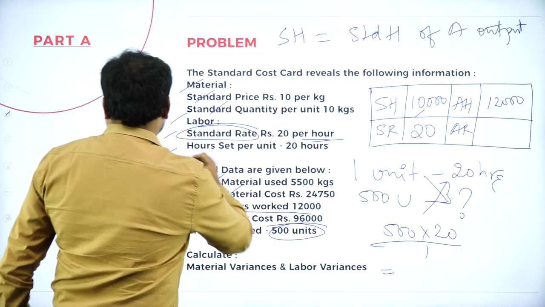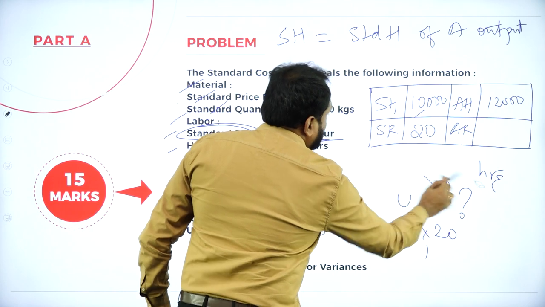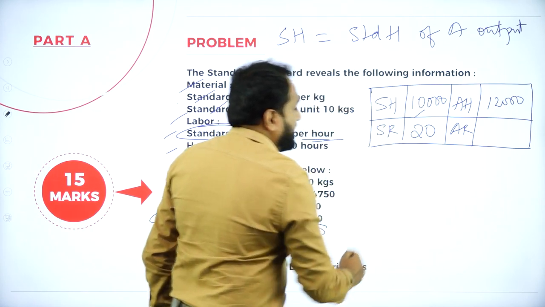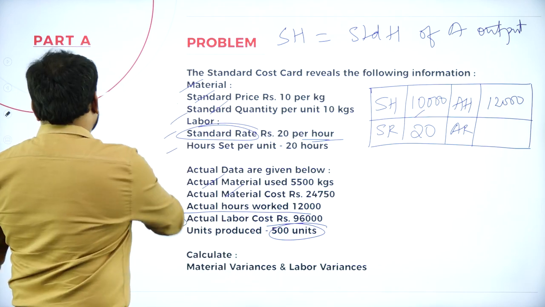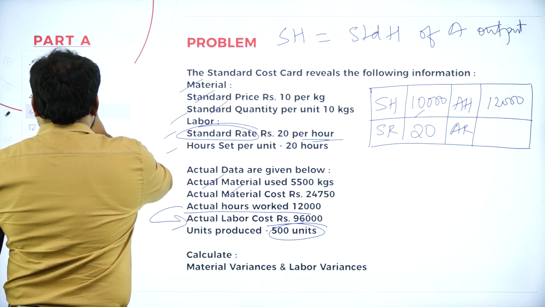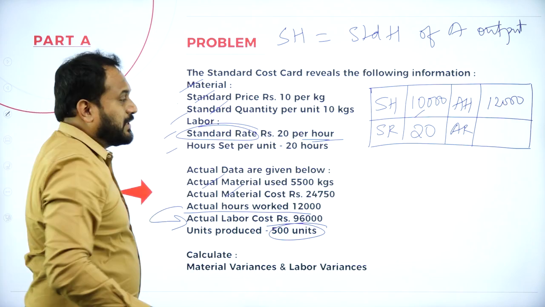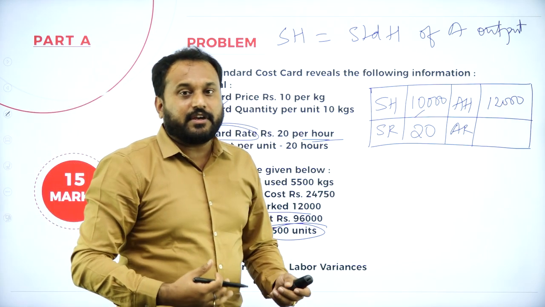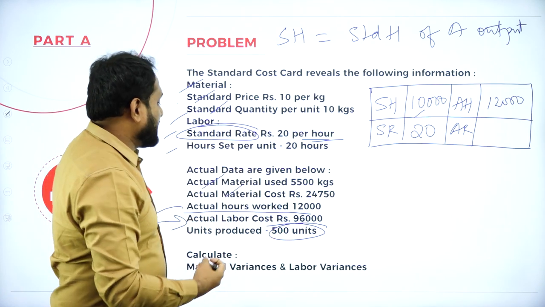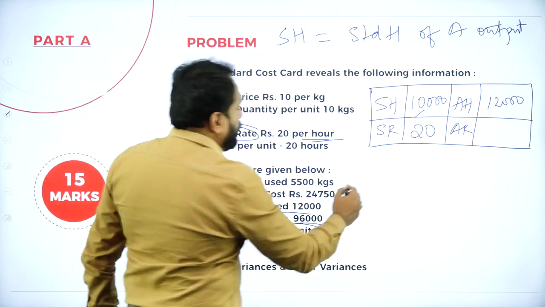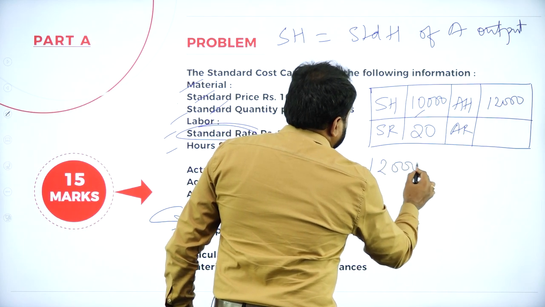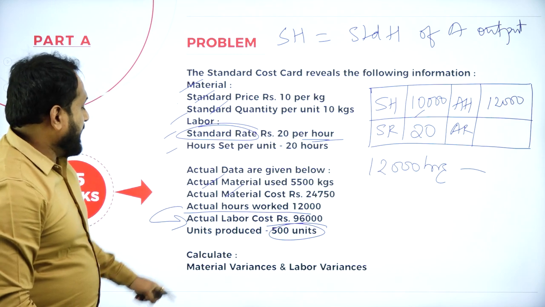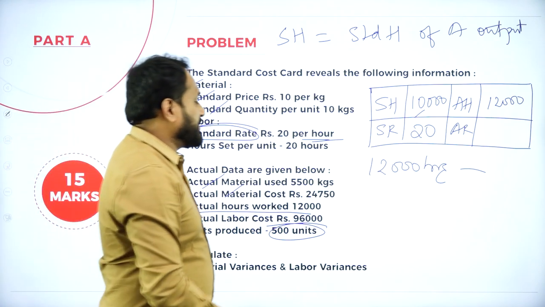Now I'll just erase this for you. See, this is how you need to solve each and everything. Everything is easy if you have watched the videos, you will understand. If you are starting your own business, you will understand that these are the things you are supposed to practice when you are giving wages to your employees and the laborers. Now, 12,000 hours they have actually worked.